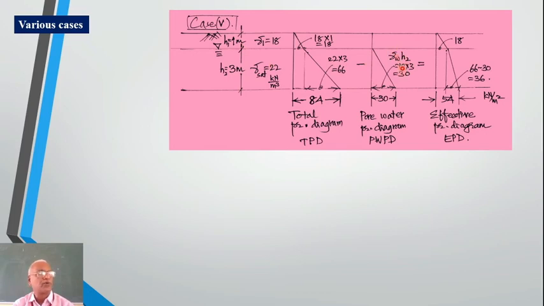Of course, it is 9.81. For exact calculation, you can take gamma W as 9.81. But herein, I have considered 10. 10 into 3, 30. So this has to be minused.